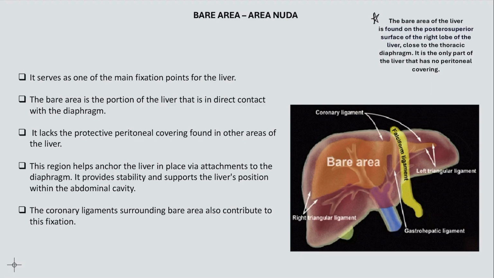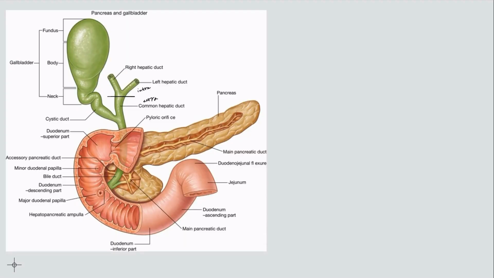But what exactly is the bare area of the liver? It's the part of the liver that has no peritoneal covering at all, and it's found on the posterior superior surface of the right lobe, and it's basically going to help to anchor the liver in place. It provides stability and support, and that's the main relevance.